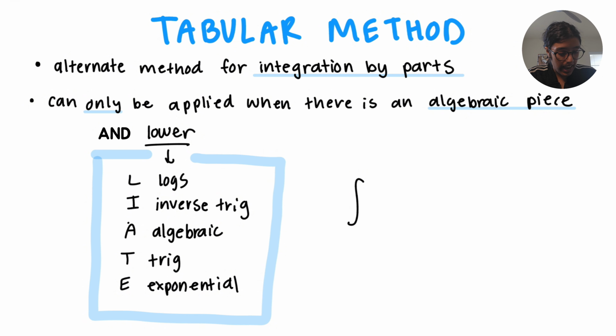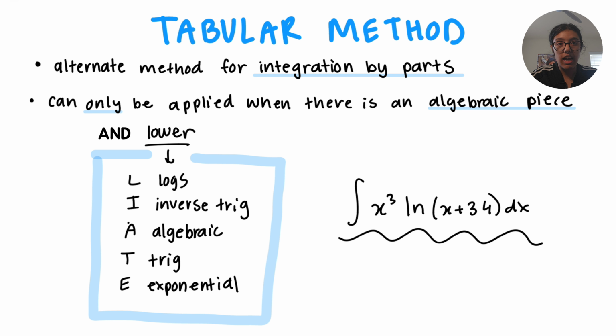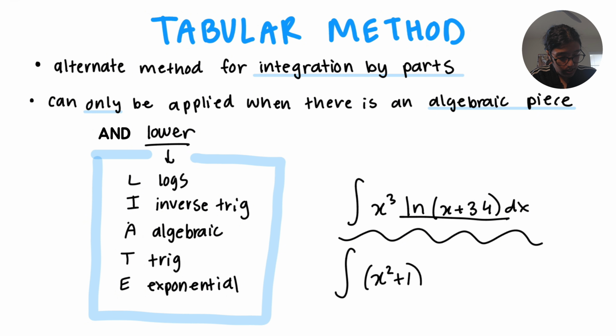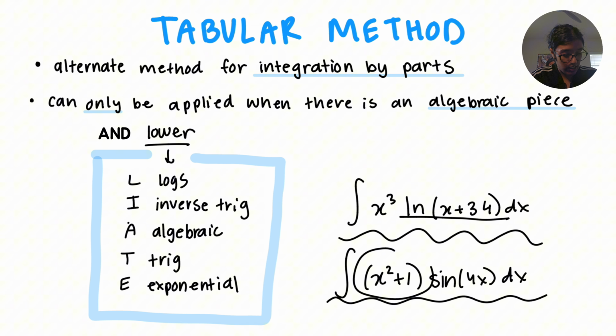So, for example, if we had x cubed times natural log of x plus 34, dx, we cannot apply the tabular method here. In order to apply the tabular method, you should have an algebraic piece and something lower. But obviously, this is the natural log, which is higher than the algebraic piece. If we had the integral of x squared plus 1 times sine of 4x, we can definitely apply the tabular method, because this is the algebraic piece and this is the trig piece, and trig is lower than algebra on this scale.